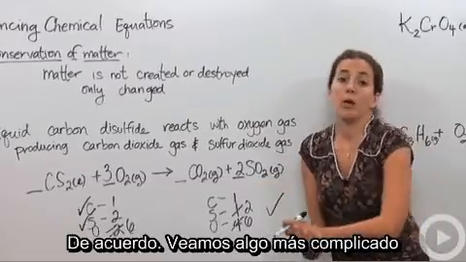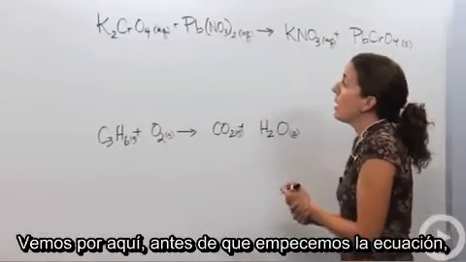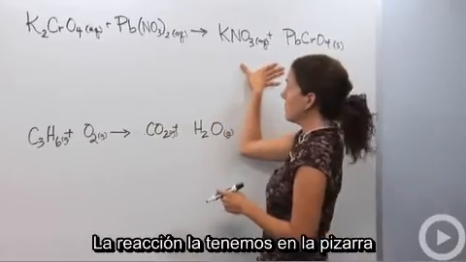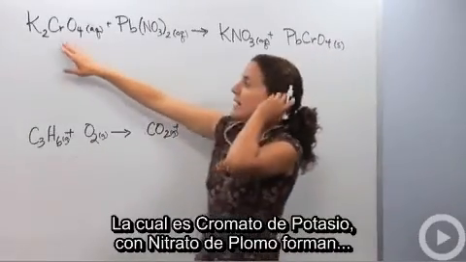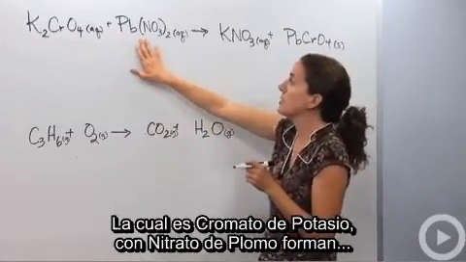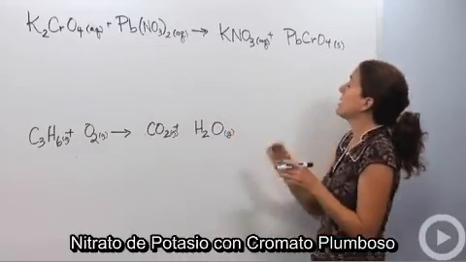Okay, let's do something a little bit more complicated. Before we dive into this reaction we have on the board, which is potassium chromate plus lead(II) nitrate yields potassium nitrate plus lead(II) chromate.